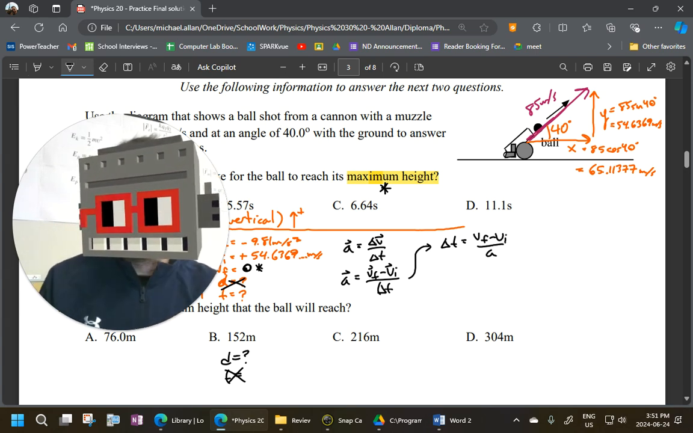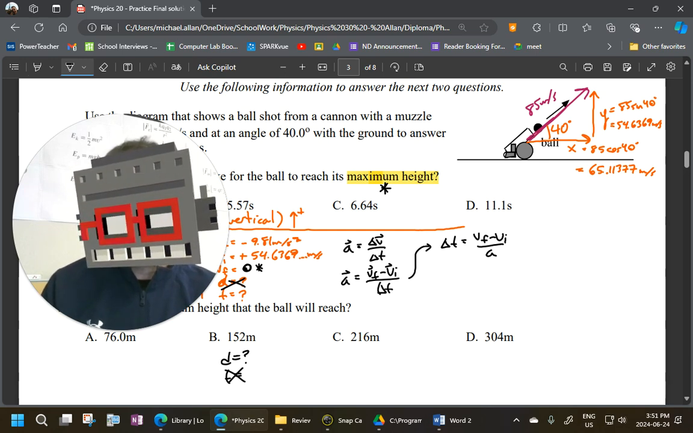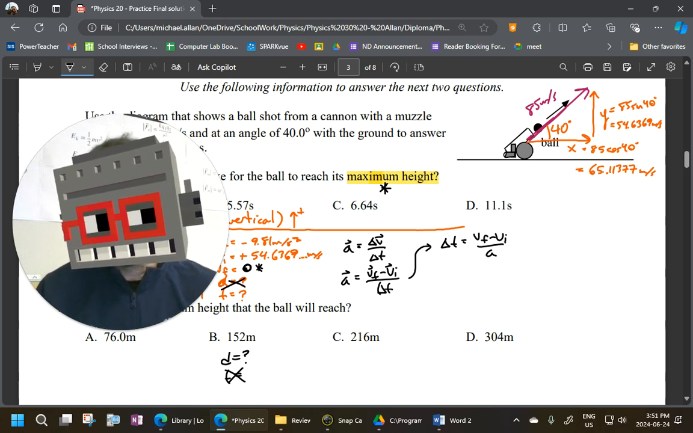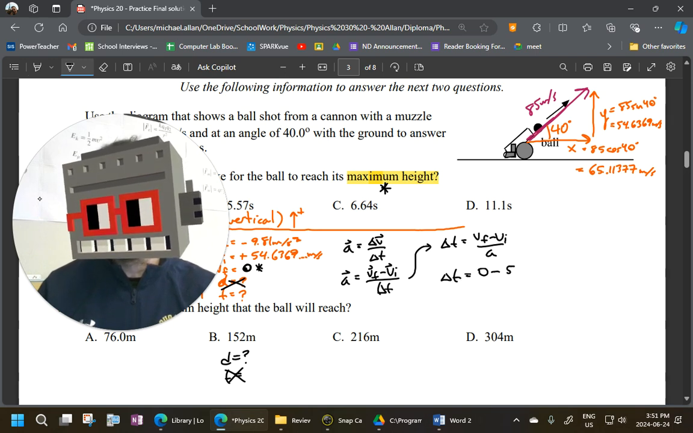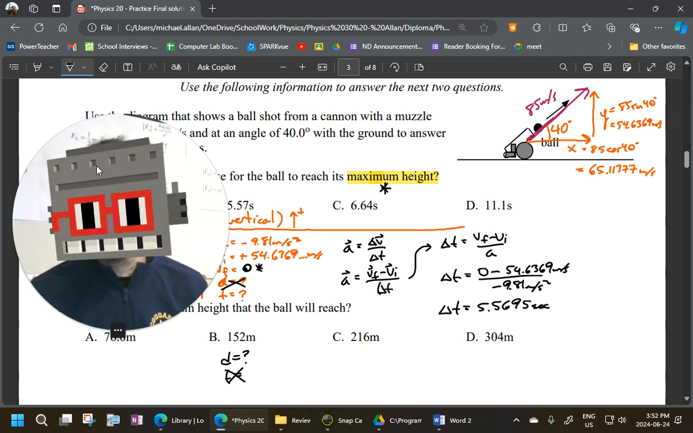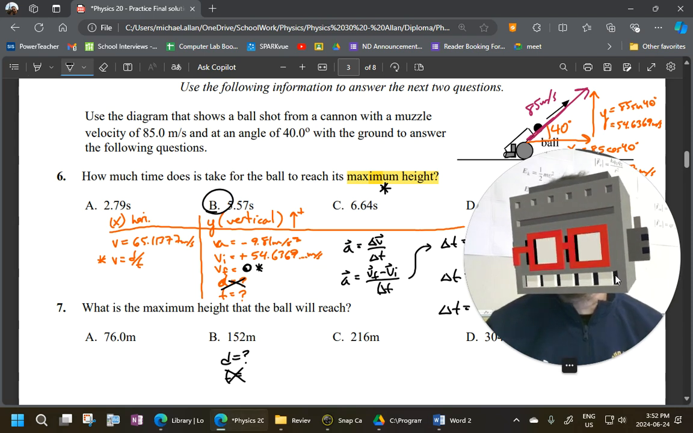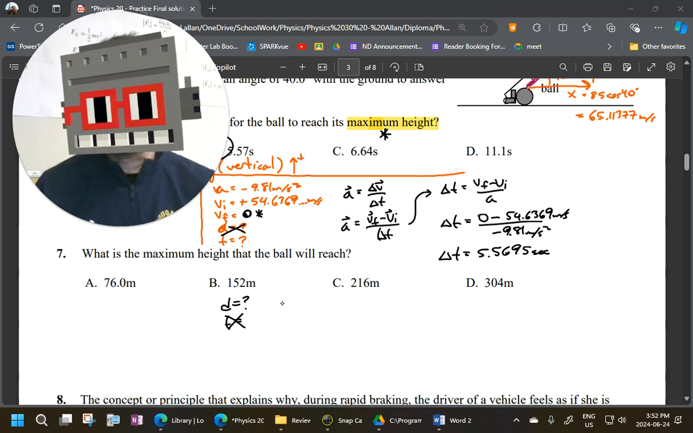So vf is 0, so 0 minus that 54 number. I'm going to divide it by negative 9.81, and let me write down the answer here. So 0 minus 54.6369 meters per second, divided by negative 9.81 meters per second squared, and I get a delta t of 5.5695 seconds. So that's going to round off to 5.57 for part A. Okay, the next one, I want to find d, but I don't trust that time.